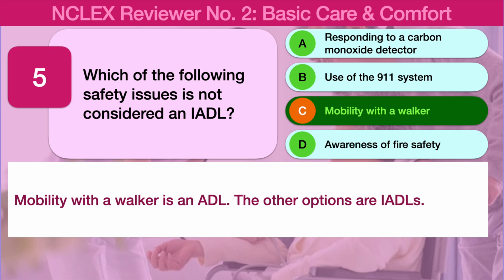IADL stands for Instrumental Activities of Daily Living. IADLs are things you do every day to take care of yourself and your home. They are one way to measure how well you can live on your own. On the other hand, ADL stands for Activities of Daily Living. ADLs are basic self-care tasks like bathing. IADLs require more complex planning and thinking. Mobility with a walker is an ADL, while the other answer choices are all IADLs.